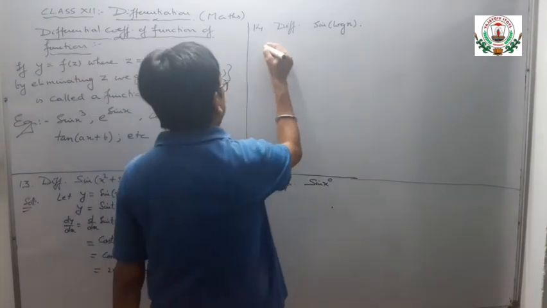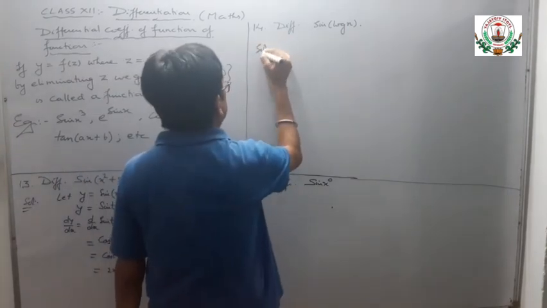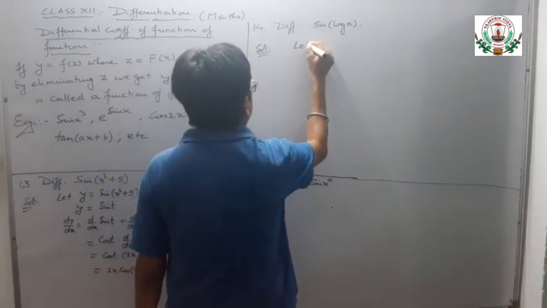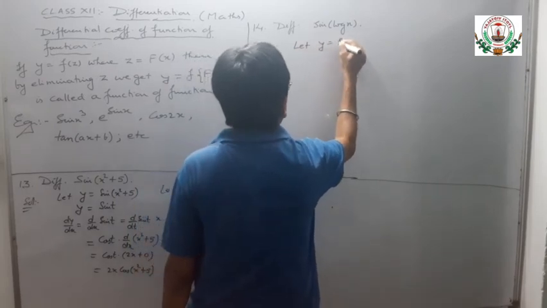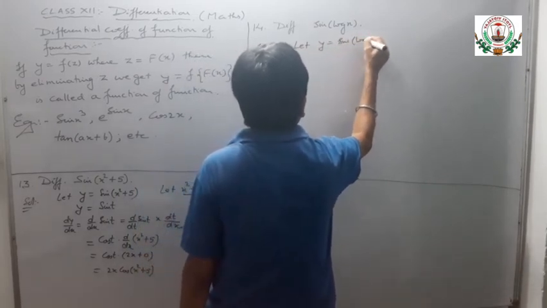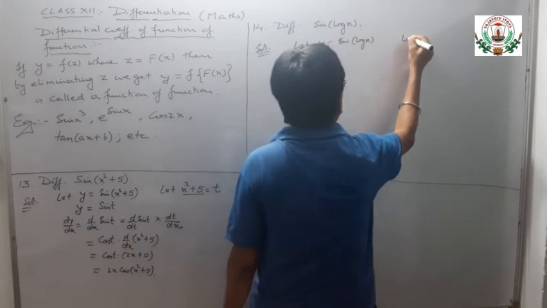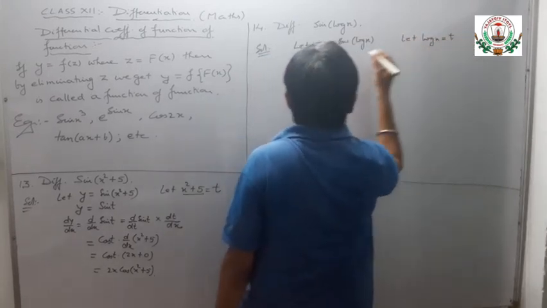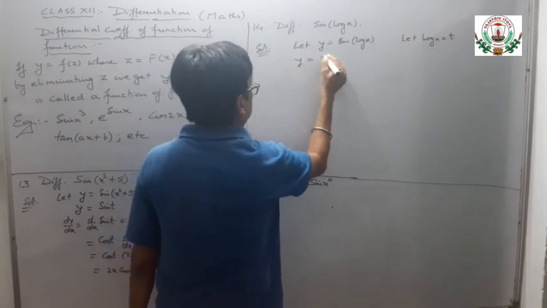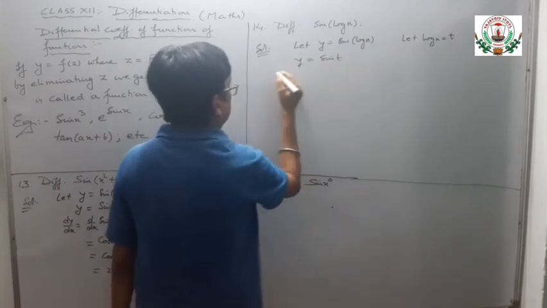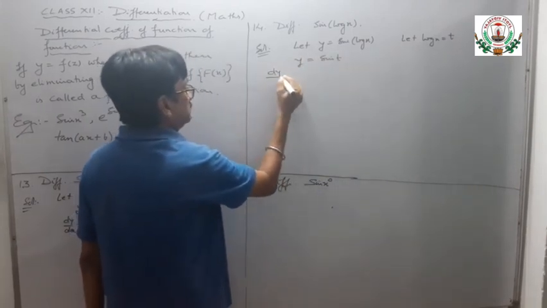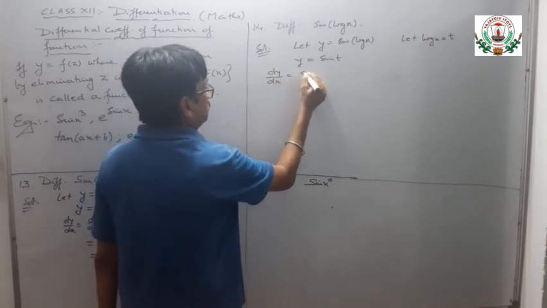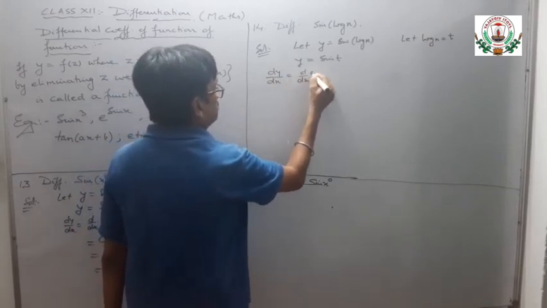Now comes the next one. It is also a function of a function. Let y equal sine log x. So here I am going to take, let log x equal t. So it becomes now y equals sine t. Now I am going to differentiate with respect to x. dy by dx is equal to d by dx of sine t.